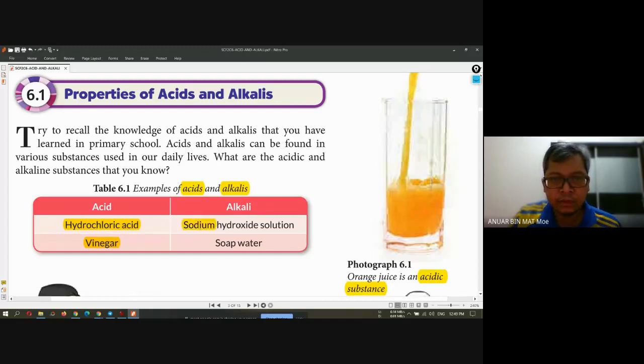And then how about alkali? Sodium hydroxide solution is alkali. Soap water is also an example of a substance that is alkali. Okay, just two properties, yeah, whether it is acidic or alkali. So how do we determine whether a substance is acid or alkali? One of the ways, just now you said to me, right? Taste sour. Usually, a substance with acidic properties tastes sour, for example, orange juice. And usually, a substance that tastes bitter is alkali. So that is how we know whether the substance is alkali or acidic, right?